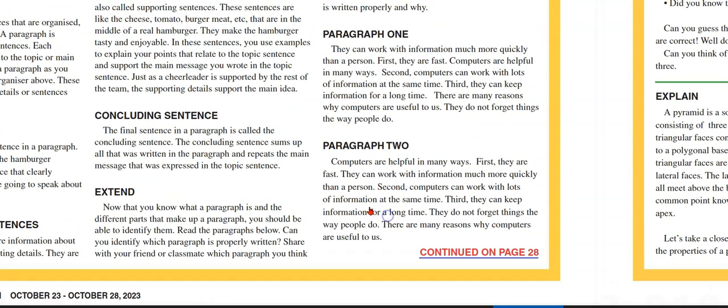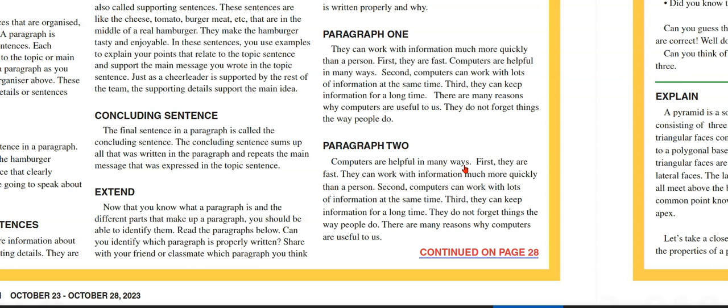Two just makes more sense. How the sentences are organized, it makes better sense. Look, the first thing they say is, computers are useful in many ways. So that will be the topic sentence. So we know that the paragraph will be about ways in which computers are useful.